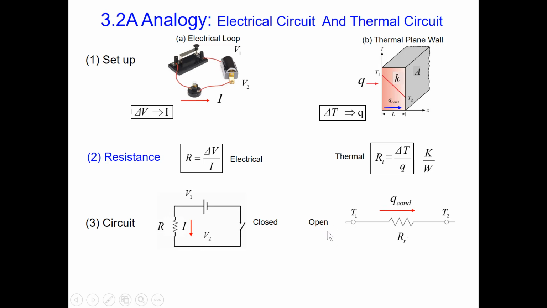Similarly, we can draw our open thermal circuit. We start with an empty dot to represent the T1 surface, goes straight, then a zigzag. This symbol represents thermal resistance, then it goes straight, then draw an empty or solid dot to represent the temperature T2 surface. It is labeled with RT, and heat rate Q conduction, with an arrow to represent the flow direction.